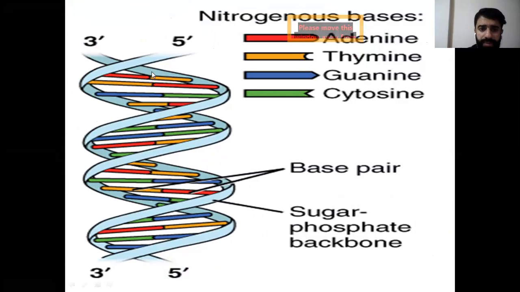You can read it 3 prime to 5 prime. This is double stranded, where the nitrogenous bases are A adenine, T thymine, G guanine, and C cytosine. And we have the base pairing between these two where C and G are complementary, A and T are complementary. As you see here, adenine and thymine are complementary, the red with the yellow, and the blue with the green are complementary. And then we have the sugar phosphate backbone.